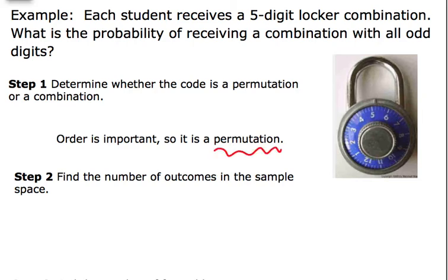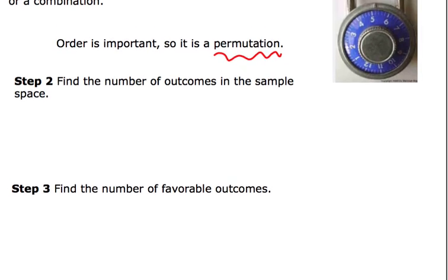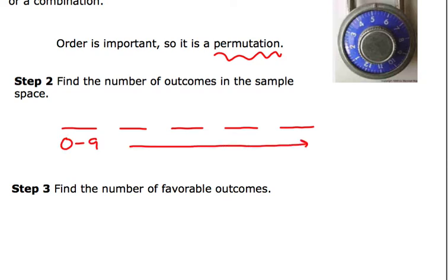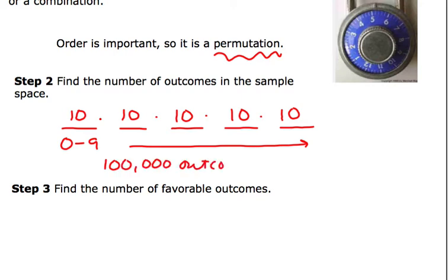Step two, find the number of total outcomes in the sample space. How many different ways can you do the combination? So you think about the first digit. Since there are 5 digits, I'm going to go ahead and put 5 placeholders. The first digit can be any number from 0 to 9, and that goes all the way throughout these 5 digits. So you have 10 choices here, 10 choices here, 10 choices, 10 choices, 10 choices. When you multiply all those numbers together, you get 100,000 outcomes. That is your sample space.